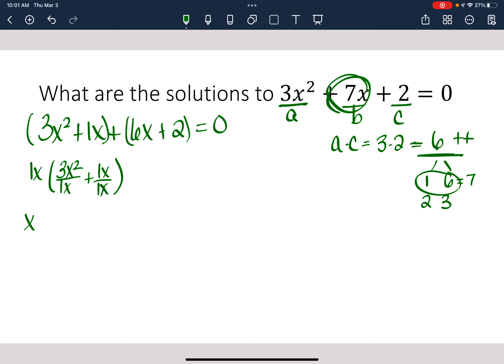And so this gives us x times 3x squared. 3 over 1 is 3. X squared over x is x. 1x over 1x, that'll just cancel. And that cancels, so that'll be 3x plus 1.